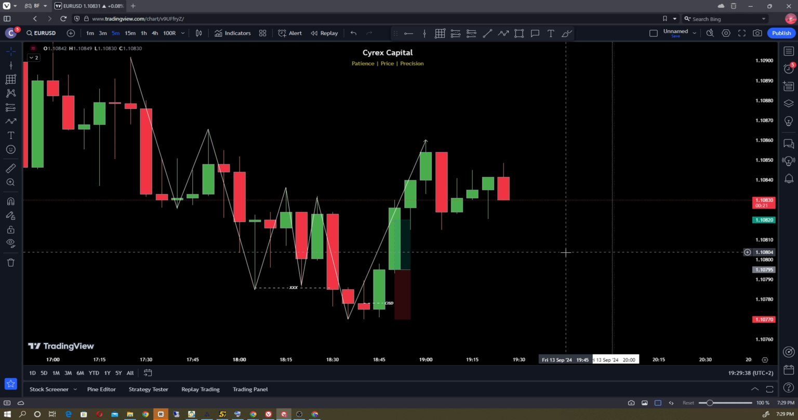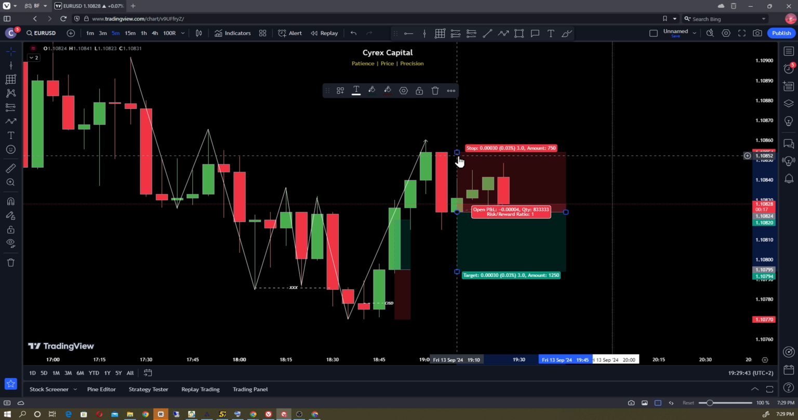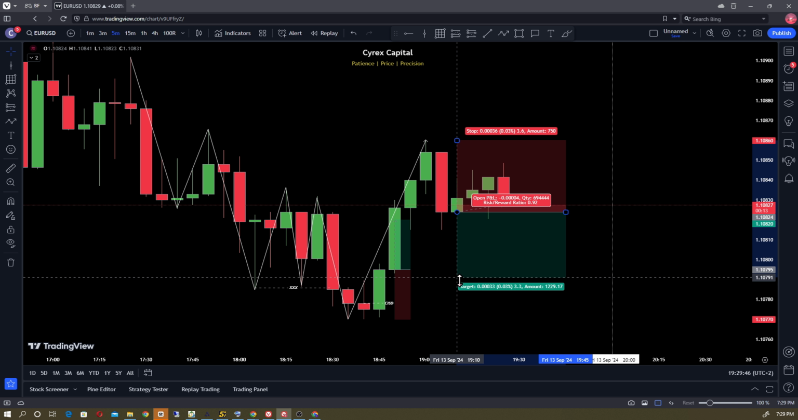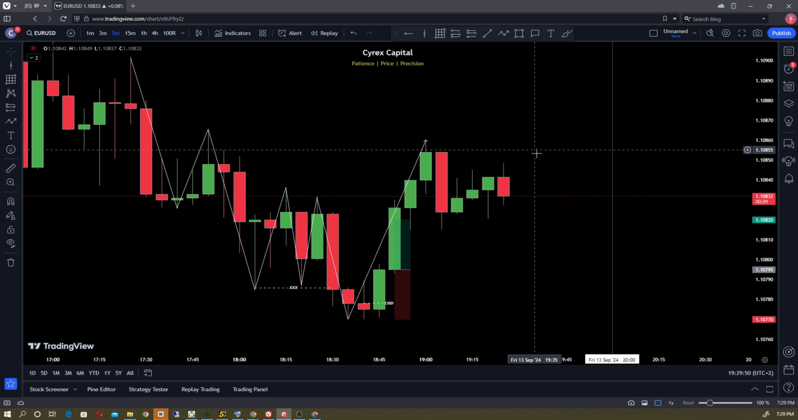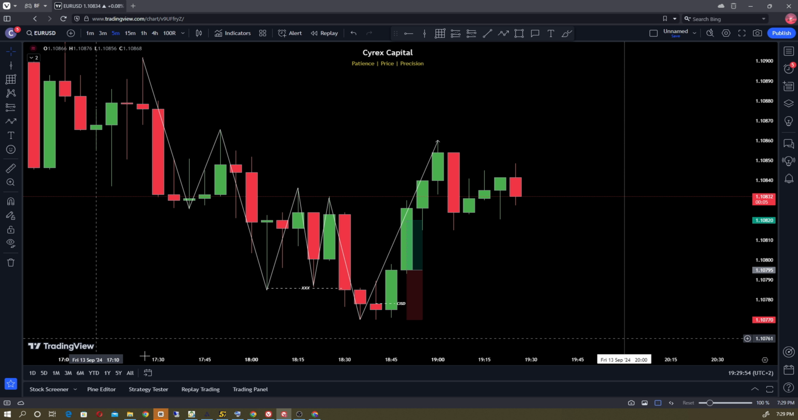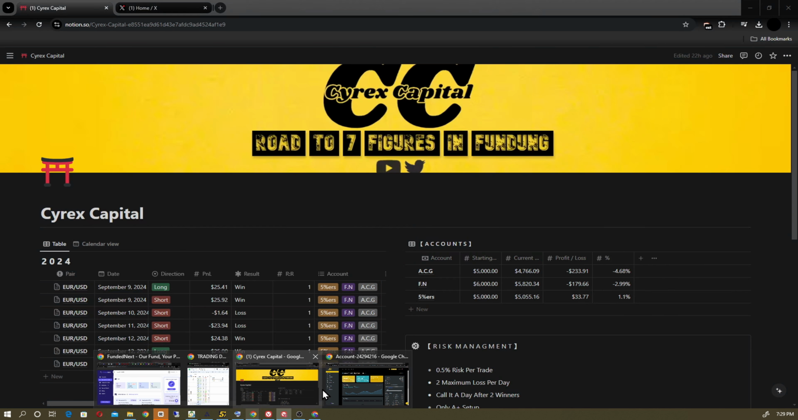I'm not gonna take any more trades, but I was supposed to take this sell right here. Since it's Friday, I'm just gonna take this W and move on. So I'm done trading for the week. Let me show you the Notion.